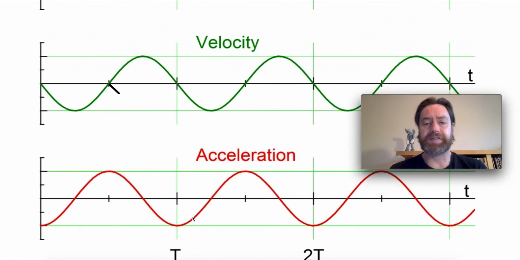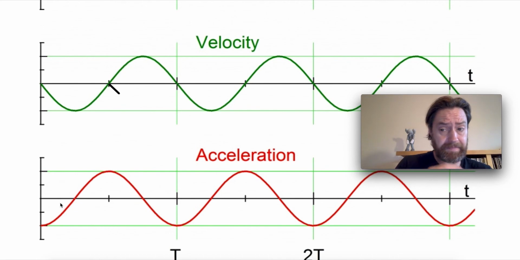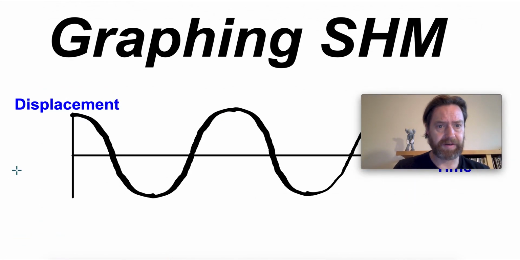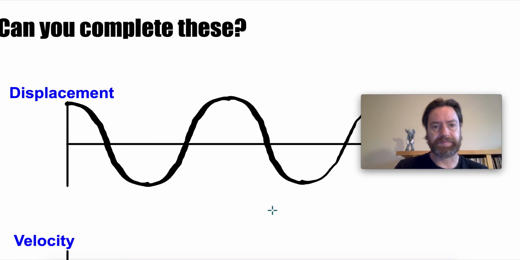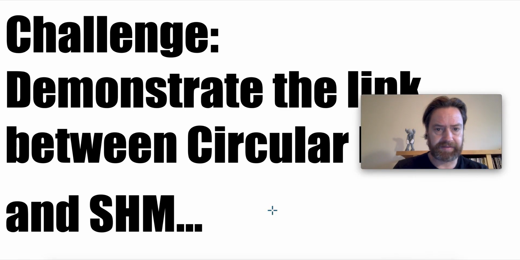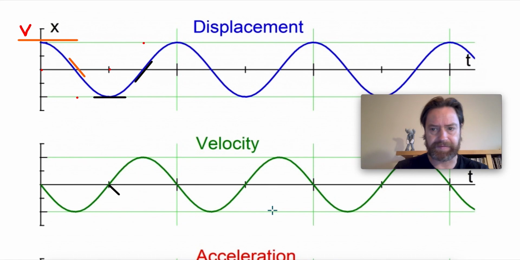The acceleration time graph is basically a mirror image of the displacement time graph in the x-axis. That makes sense because if we go back to this, the accelerations were a mirror image of the displacements. When the displacement was maximum, the acceleration was at a minimum. Same at the other side. So that is it. That is it for the graphs.